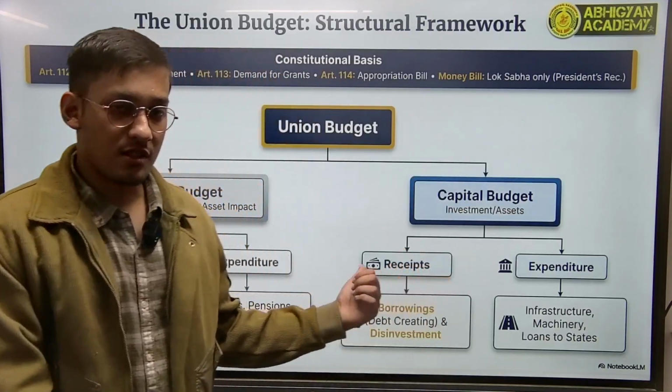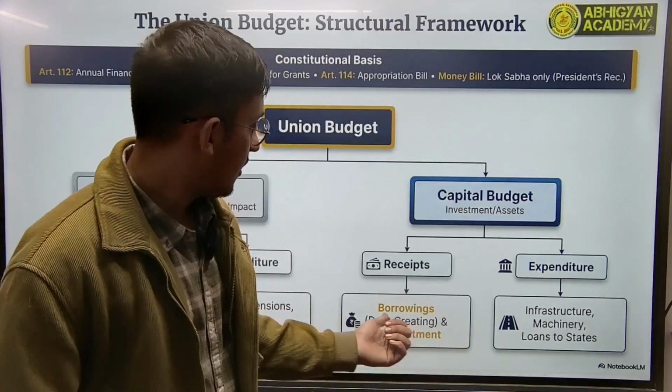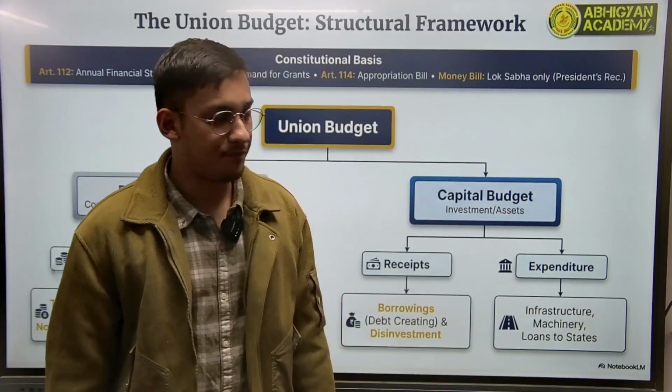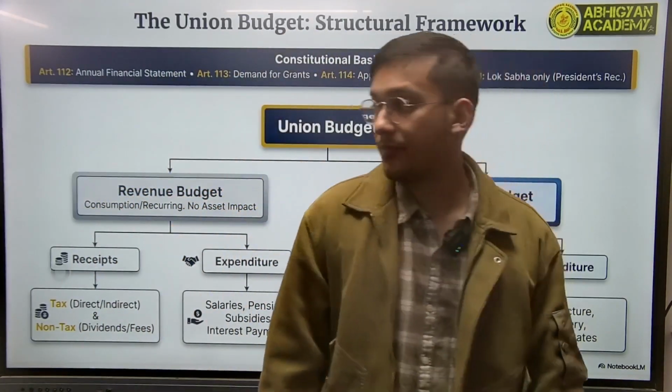So how does that happen? In capital budget, the receipts are borrowings and debt. Receipts should be something which is earned, right? Even here, borrowings and debt, you have to pay interest on them. That's why capital receipts are a liability. And the expenditure will be infrastructure, machinery, and loans.